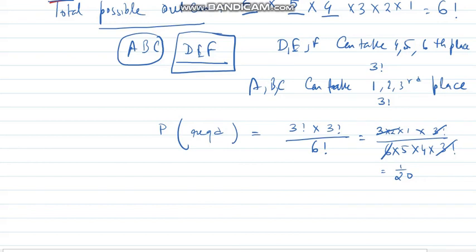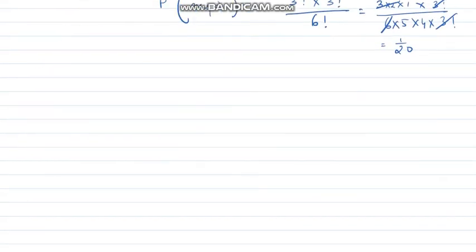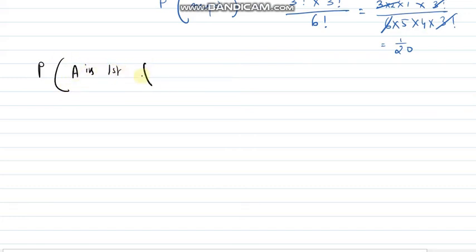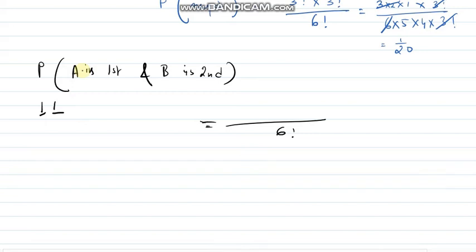Next, same question. I am just asking what's the probability that A is first and B is second? Total outcomes will remain the same here, 6 factorial, right? So I want A as first and B as second. So the first 2 places are fixed by 1 outcome. There is no way they can change. If they interchange, B will come first and A will go second, which I don't want, right? So the first 2 places are each filled in 1 way.